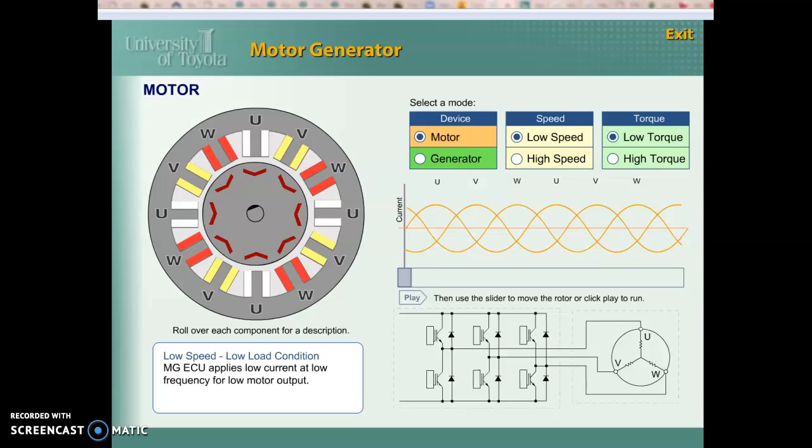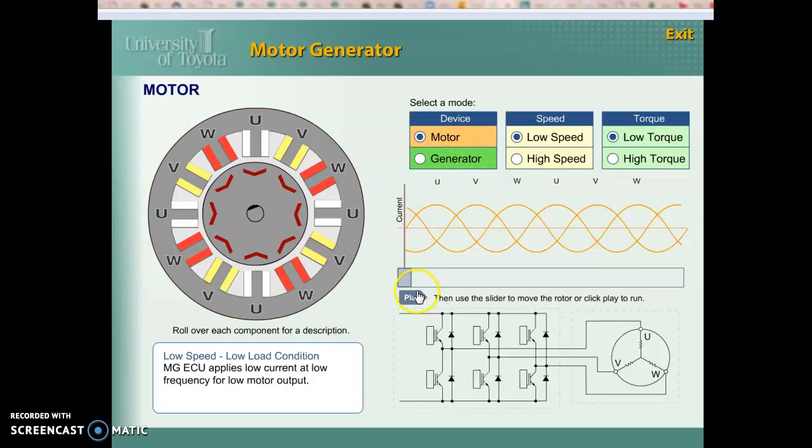Okay, here we are, back to the Toyota animation, a little flash animation given by Toyota to demonstrate how the motor generator works in both the motor and the generator. Last time I filmed this, about a week ago, we were talking about motor controls, and basically how frequency controls speed and amplitude controls torque. And I left off with regeneration.